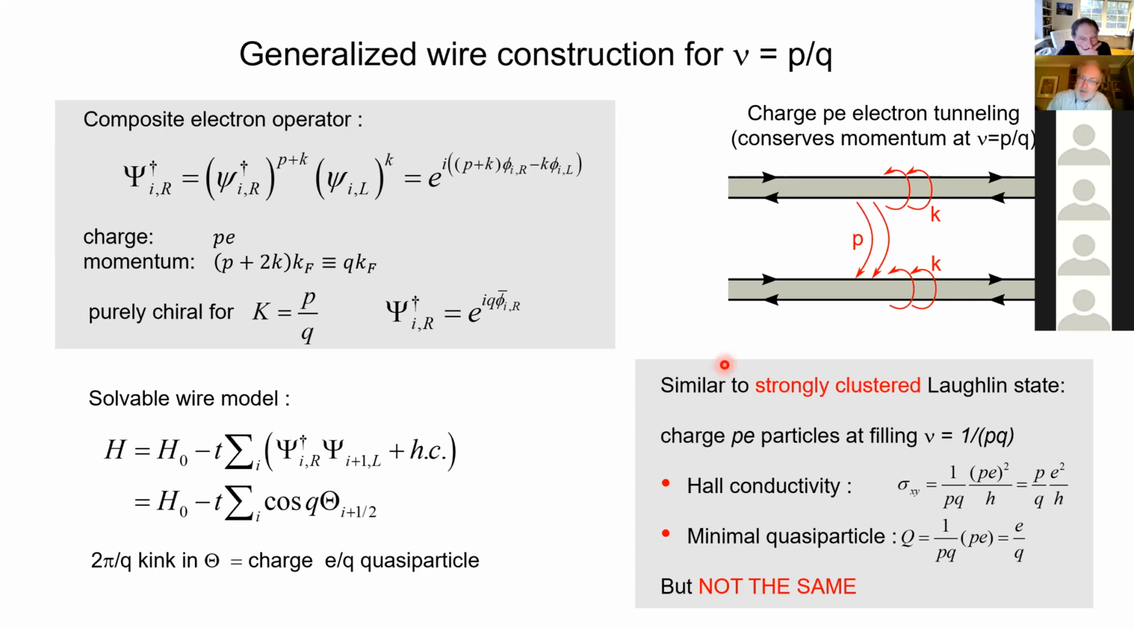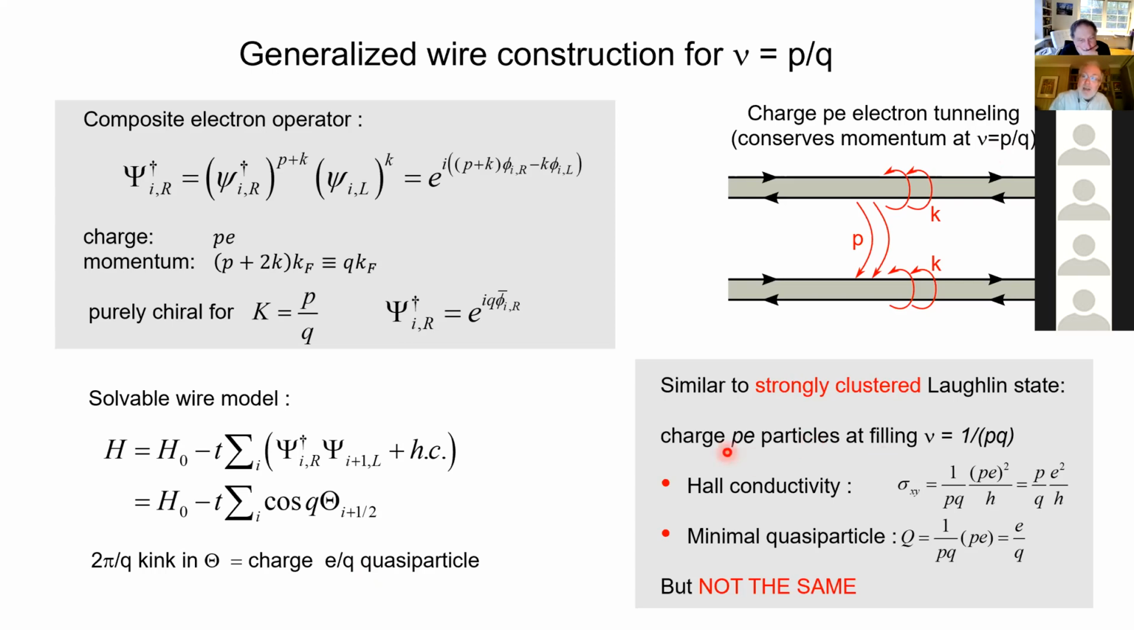Another thought you might have is that you could also imagine a Laughlin state built out of clusters of p particles. So you can imagine, let's glue all of the electrons together to form charge pe particles, and they'll either be bosons or fermions, depending on whether p is even or odd, and then form a quantum Hall state out of those. And so that actually looks similar. The kinks in this are going to be charge e over q quasi-particles, and the Hall conductance is going to be p over q. And so this strongly clustered state sort of gets this right.